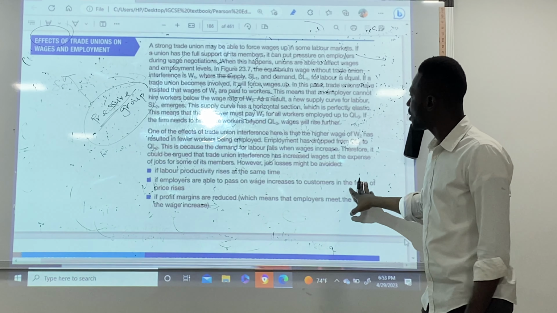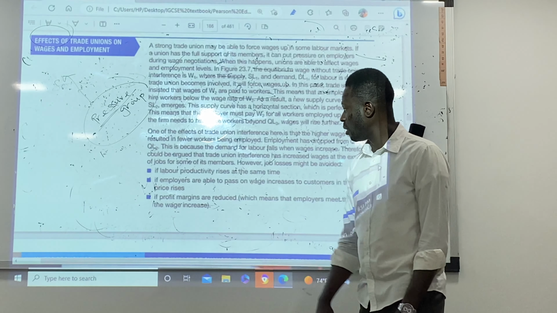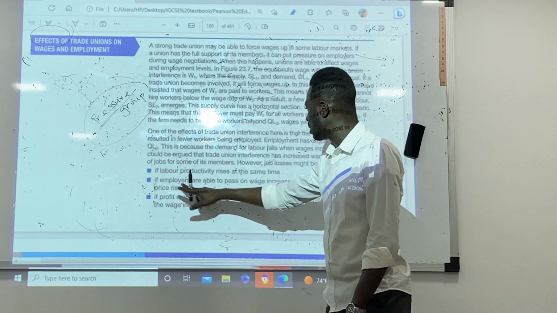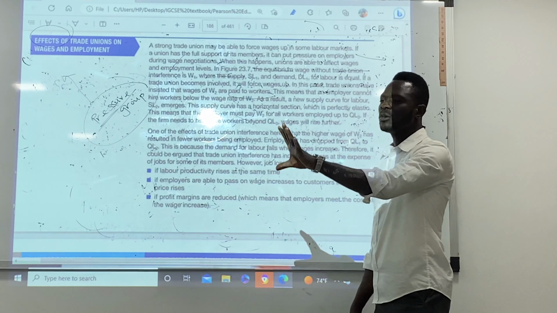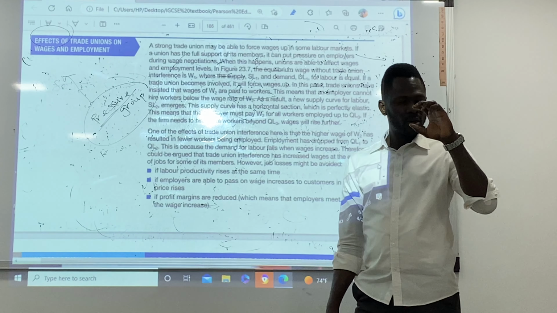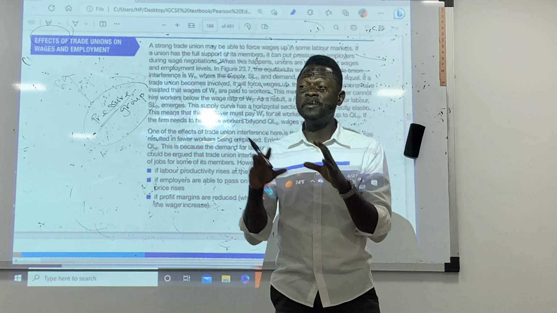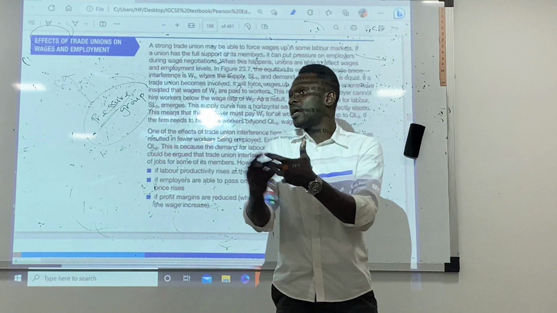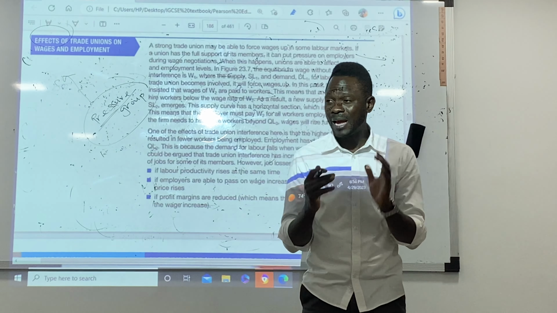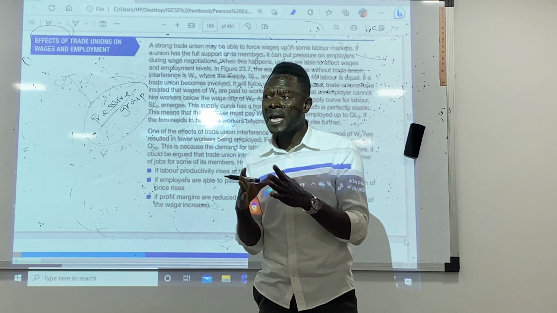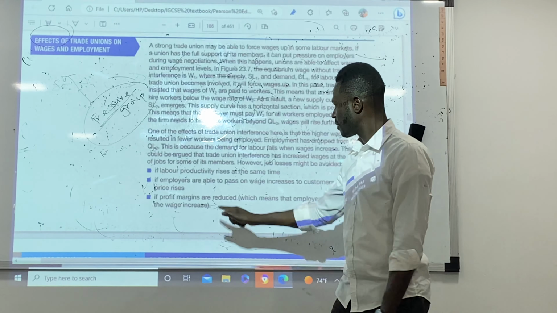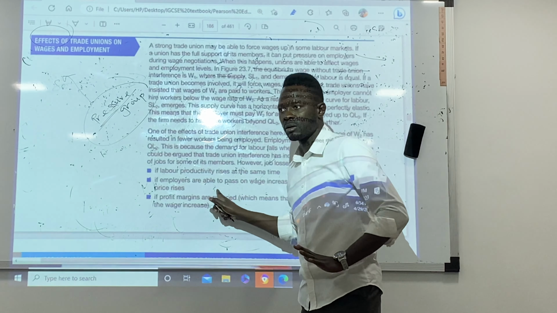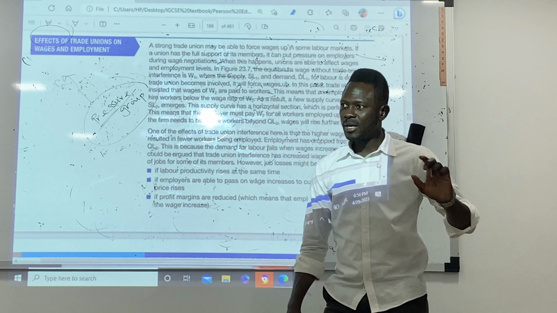Let's see what we talked about here. One of the effects of trade union interference here is, one, if labor productivity rises at the same time. Let me quickly explain this. The trade union would be able to negotiate for you because you're a member. The only time they can negotiate justifiably is, one, when labor productivity increases. If you are doing more, you are supposed to get more. Are you guys getting what I'm saying here?